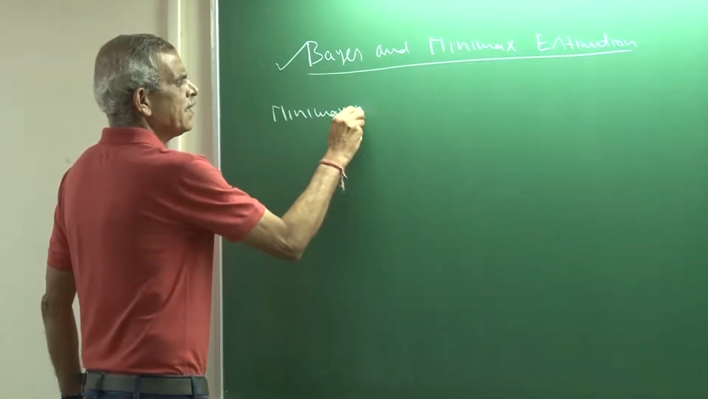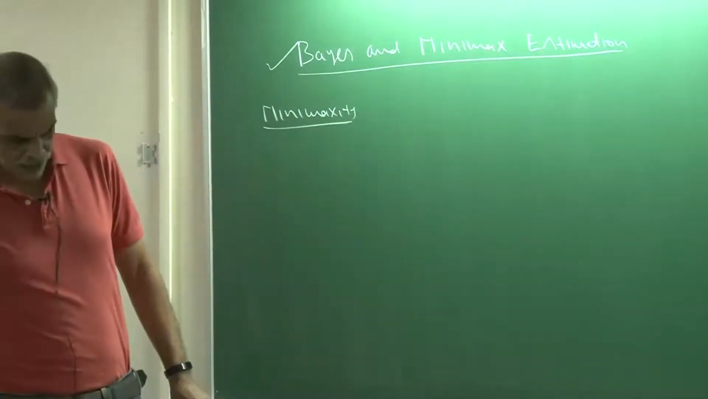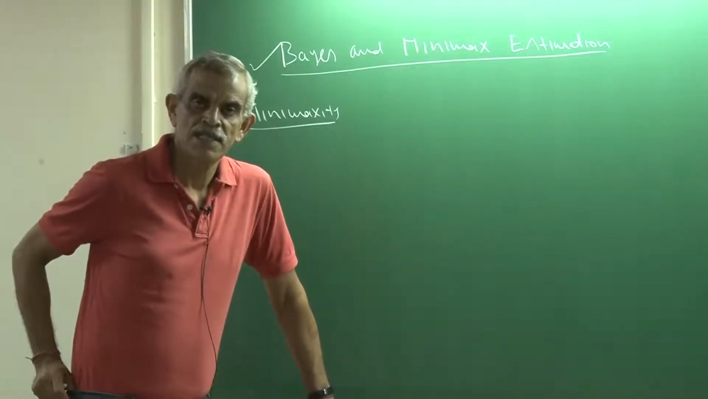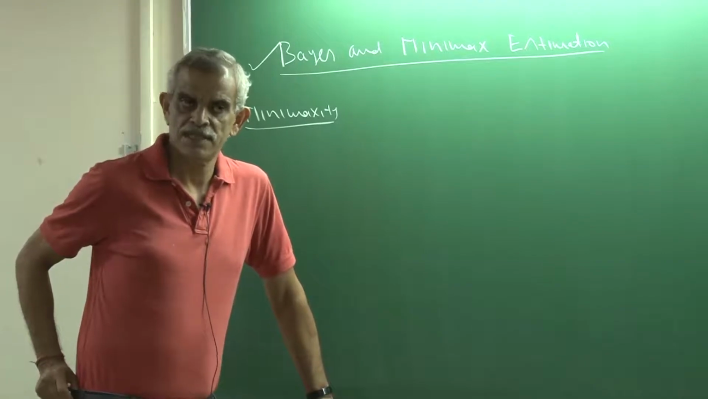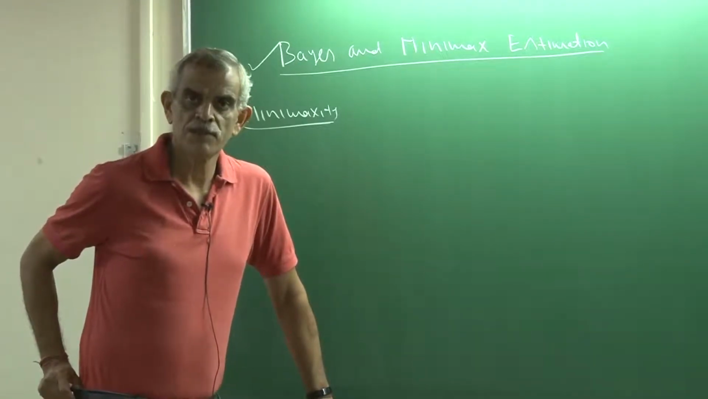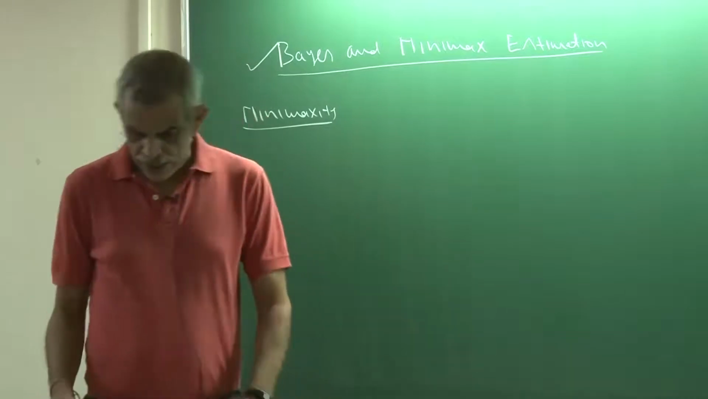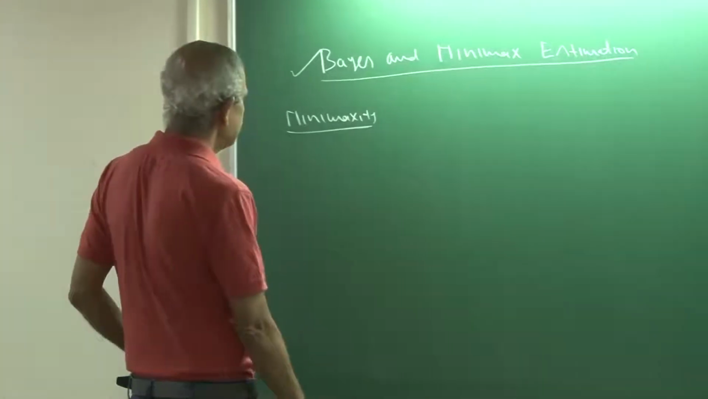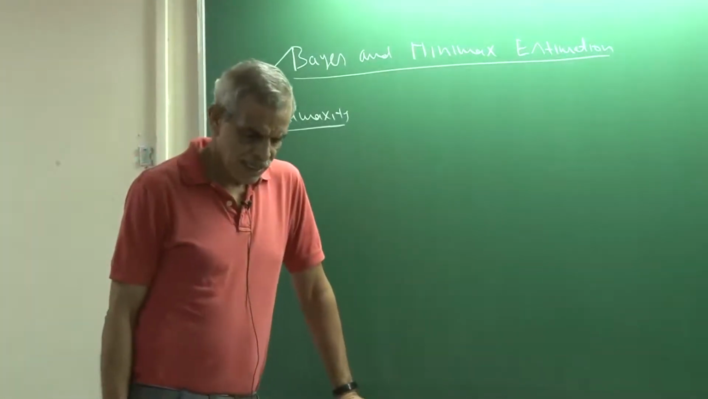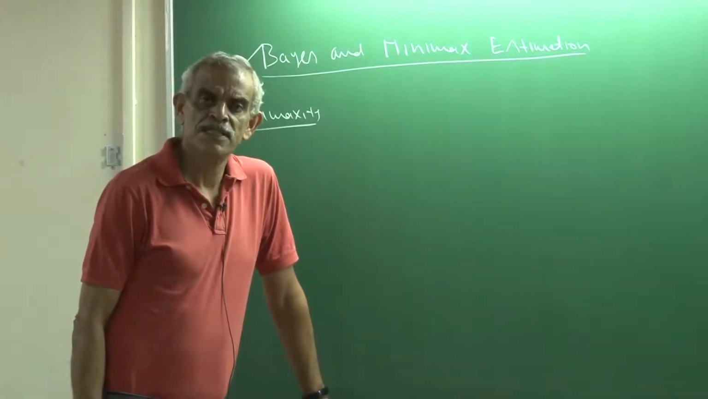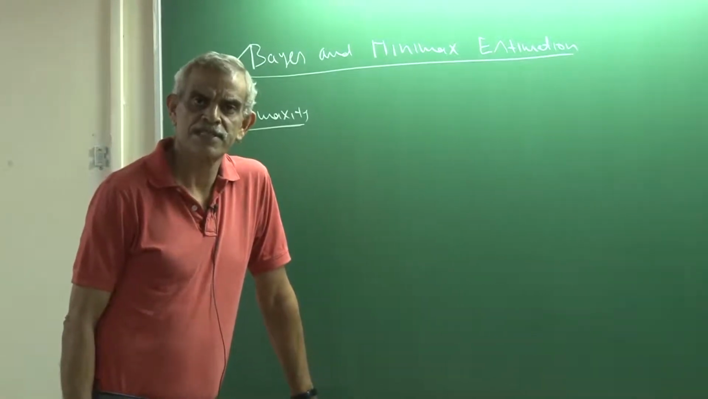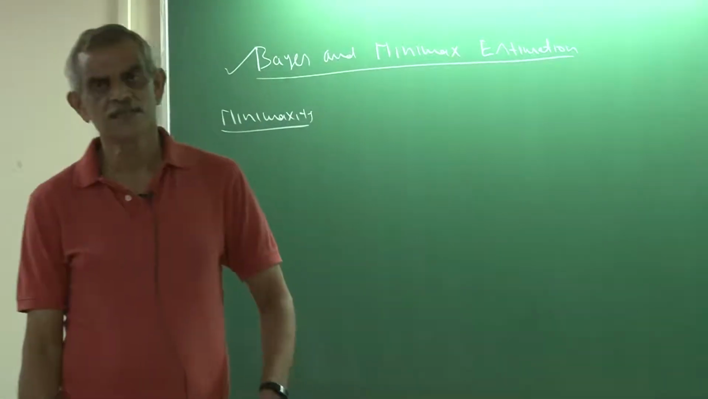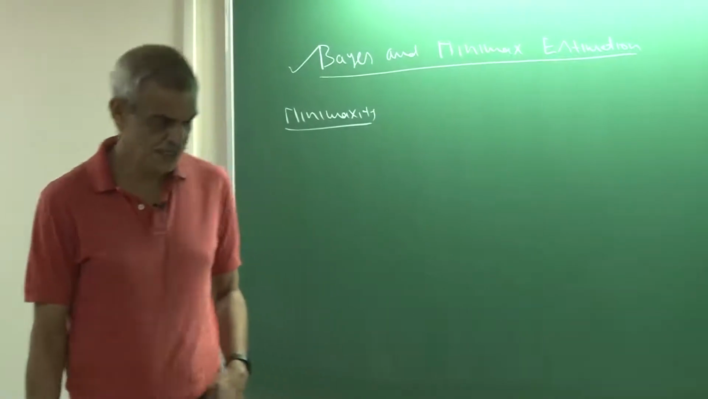Under minimaxity, basically we try to find a decision rule which minimizes the maximum loss, or in other words, I try to find an estimator delta star for which the supremum risk is minimum. What we saw is there is a close relationship between minimax estimators and Bayes estimators, in the sense that if you have a Bayes estimator which has a constant risk, such a Bayes estimator is minimax. That is a result which we saw last time.